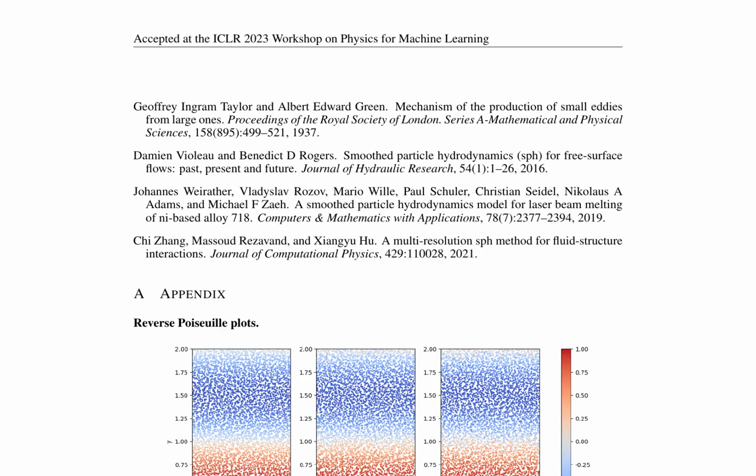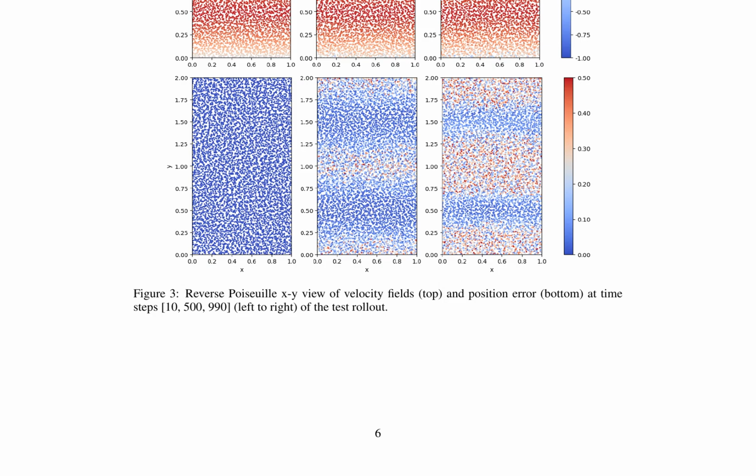reproduce real-world phenomena. The authors draw inspiration from previous works on SPH, citing contributions such as Geoffrey Ingram Taylor and Albert Edward Green's 1937 work on the mechanism of small eddy production, Damien Violeau and Benedict D. Rogers, 2016, Overview of the Past, Present, and Future of SPH for Free Surface Flows, Johannes Weirather et al., 2019, SPH Modeling for Laser Beam Melting, and Kai Zhang et al., 2021, Multi-Resolution SPH Method for Fluid Structure Interactions. These references underscore the significance of SPH in simulating various fluid dynamics scenarios.